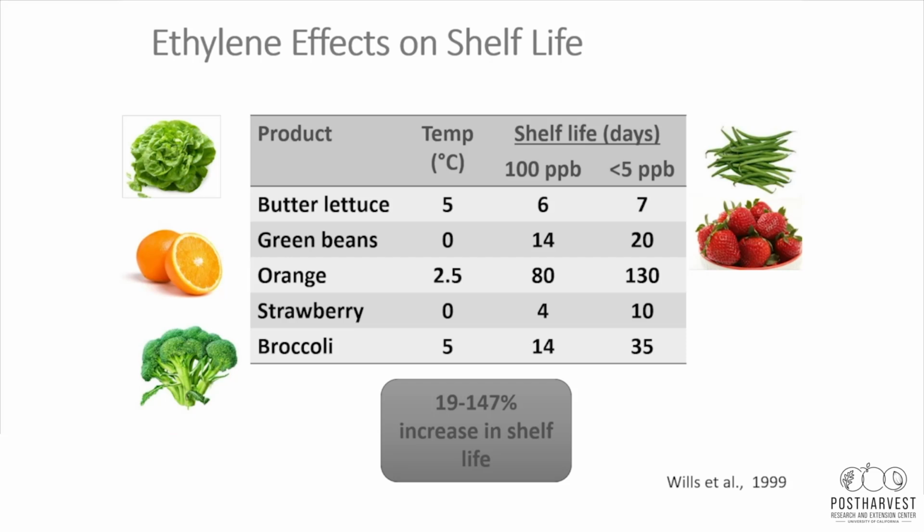So you see here the shelf life in days. You see an extension of 1 day for butter lettuce, about 6 days for green beans, about 50 days for orange, that's significant, 6 days for strawberry, and about 20 days for broccoli. So you see, as a percentage, a 19 to 147% increase in shelf life when you reduce the amount of ethylene to less than 5 parts per billion.